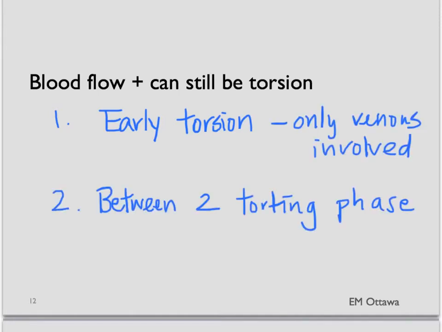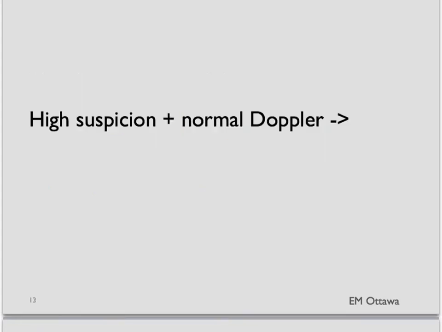Number two, if the ovary is torting and detorting, and if you're doing the ultrasound in between the two torting phases, then the images might be normal. Therefore, in cases where there is a high clinical suspicion, even the presence of normal Doppler flow does not rule out the diagnosis. We still want to discuss the case with the consultant.